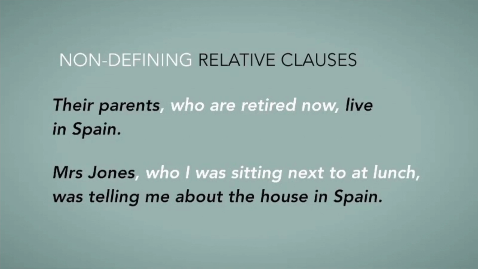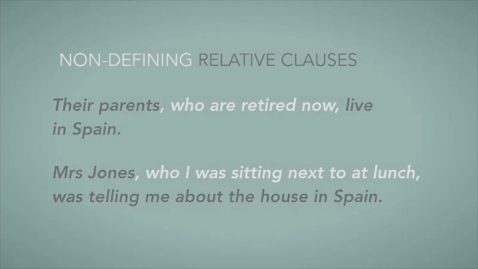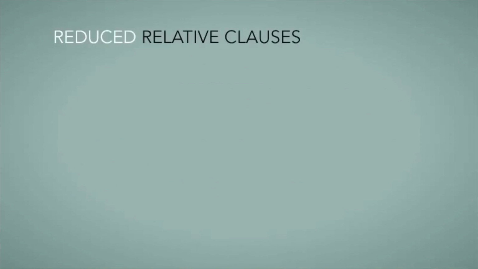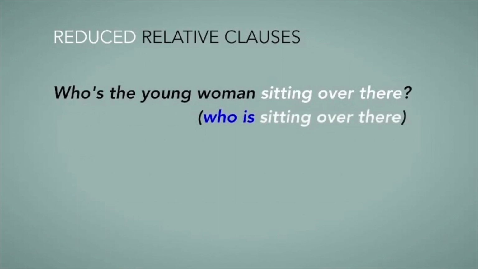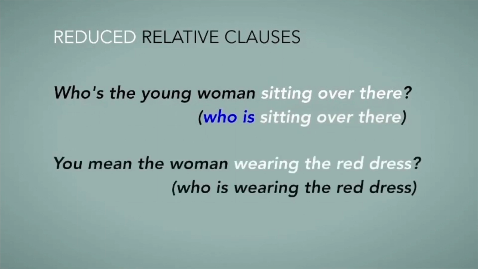Sometimes you can just use a participle instead of a relative pronoun and a full verb. These are called reduced relative clauses. You use a present participle for active verbs. Who's the young woman sitting over there? You mean the woman wearing the red dress?